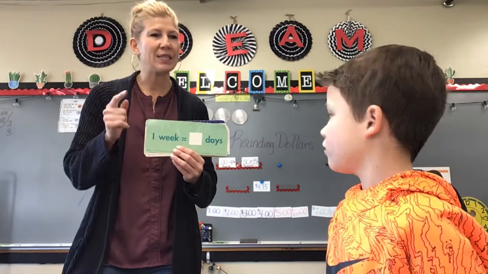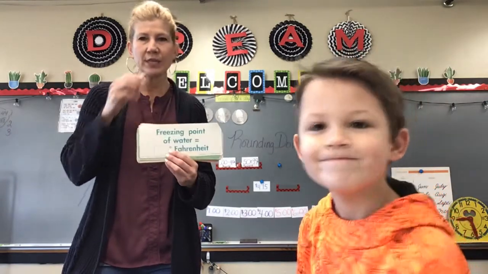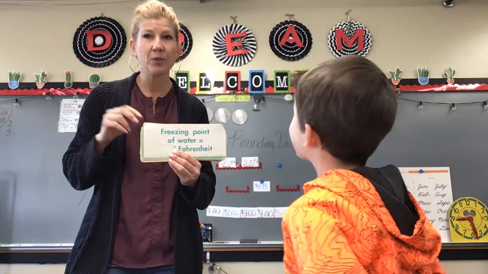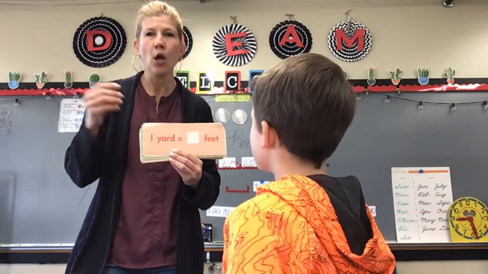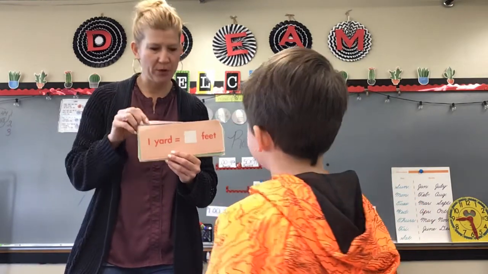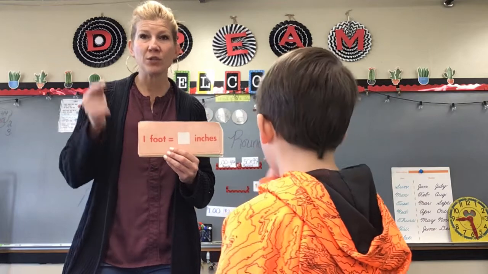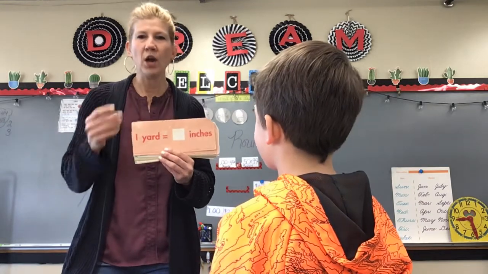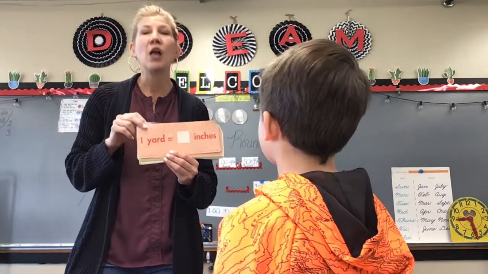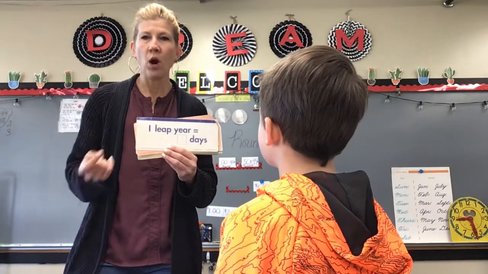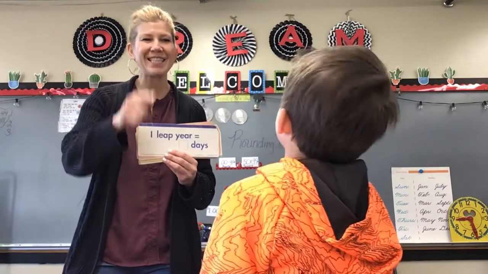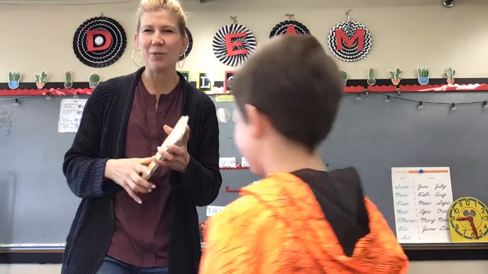Say it again. 1 week equals 7 days. Freezing point of water equals 32 degrees Fahrenheit. 1 yard equals 3 feet. 1 foot equals 12 inches. 1 yard equals 36 inches. 1 leap year equals 366 days. Good job. You went through that list.